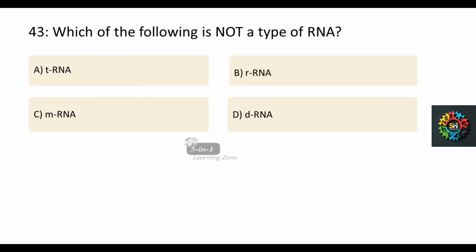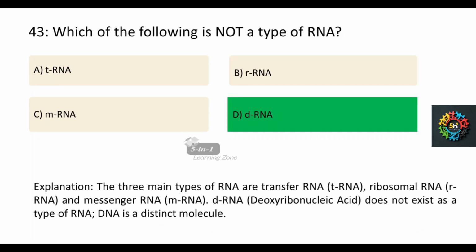43. Which of the following is not a type of RNA? Answer. D. dRNA. Explanation. The three main types of RNA are transfer RNA, tRNA, ribosomal RNA, rRNA, and messenger RNA, mRNA. dRNA, deoxyribonucleic acid, does not exist as a type of RNA. DNA is a distinct molecule.